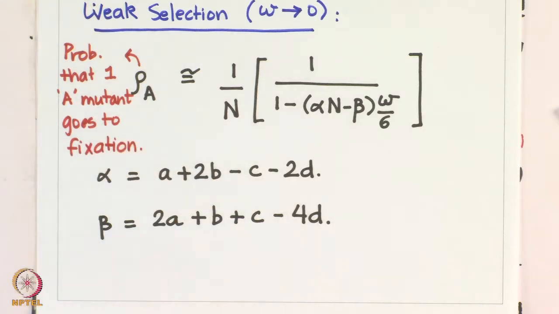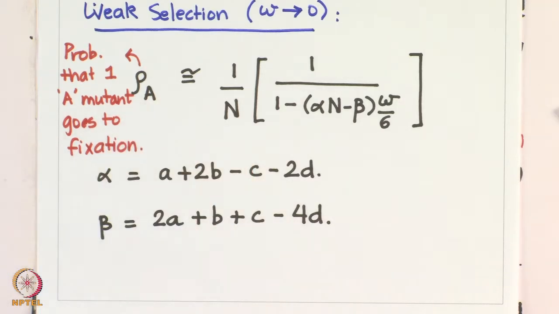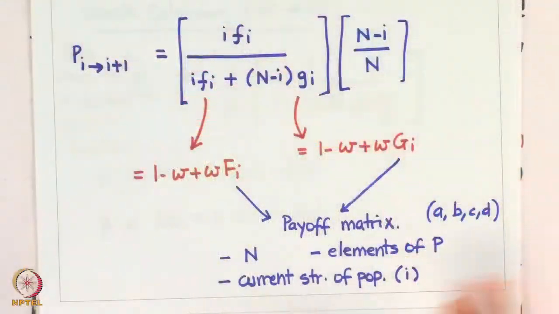In a population which was all B, you have this one mutant that has arisen, and the probability that this mutant goes to fixation is defined by this variable rho A. What's important to realize is that when we are talking of transition probabilities, the probability that the system changes its state from I to I plus 1 matters. When the mutant has first arisen, my I is equal to 1.